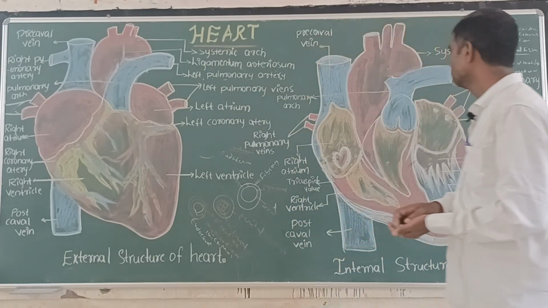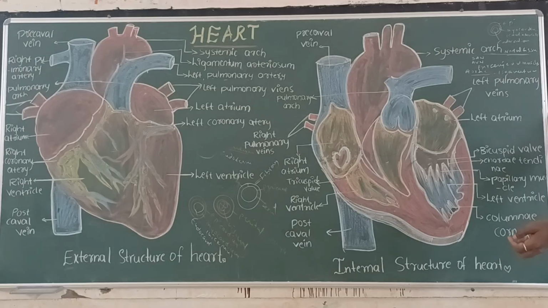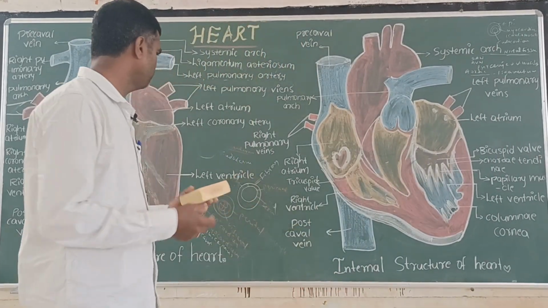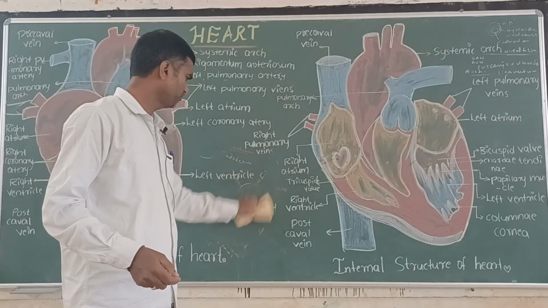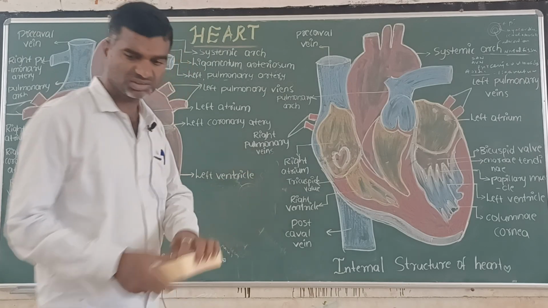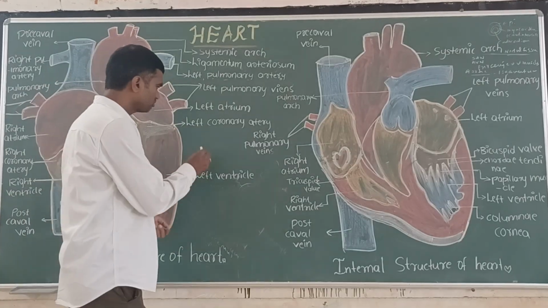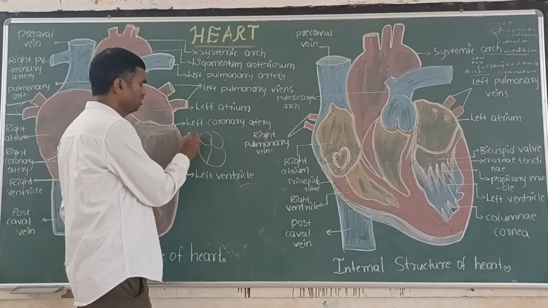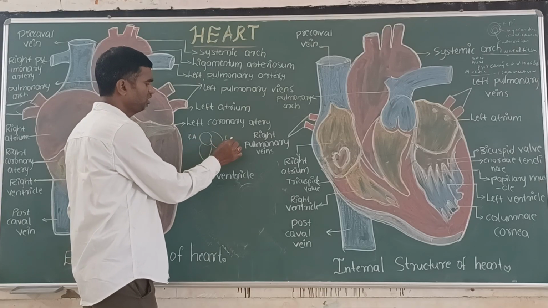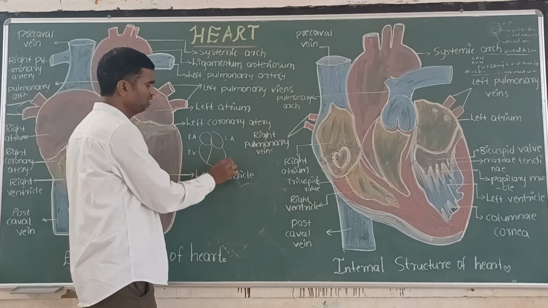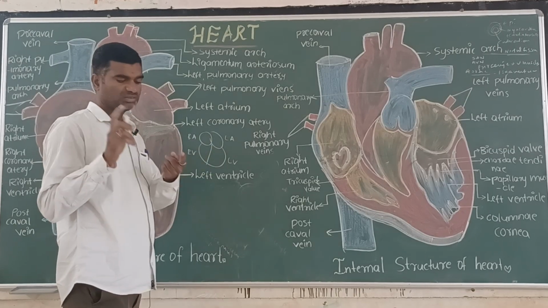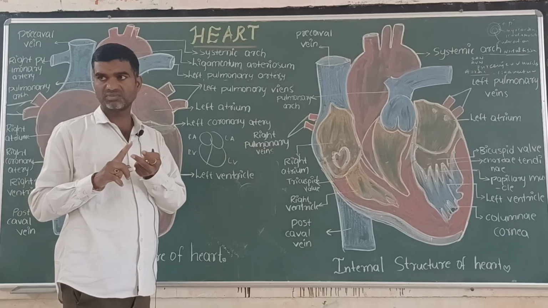Now the atria. Before going to the atria, let us see how the structure of the human heart is. We will discuss the external morphological structure now. See, this is the heart. This is the right atrium, this is the left atrium, this is the right ventricle, this is the left ventricle. And here are 2 precaval veins and 1 postcaval vein.